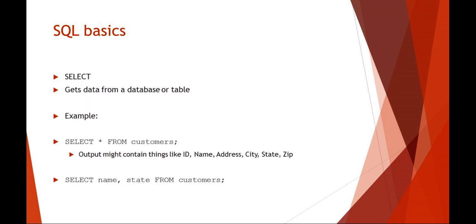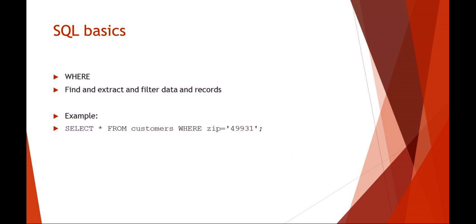So let's talk about some SQL basics first and foremost so we understand how we can then manipulate the SQL. So SQL select will get data from a database or table. So for example, you could say select everything from the customers table. And then that output might have things like customer ID, name, address, city, state, zip, that sort of thing. So then you could use something like select name and state from customers. And that would output just the customer name and the customer state from that database. So that's the very basic select.